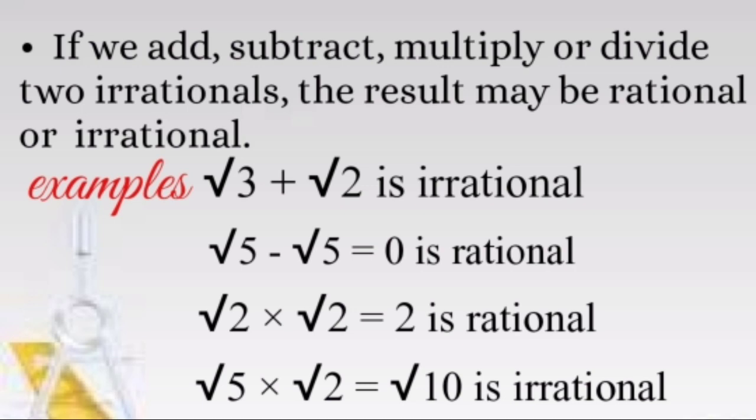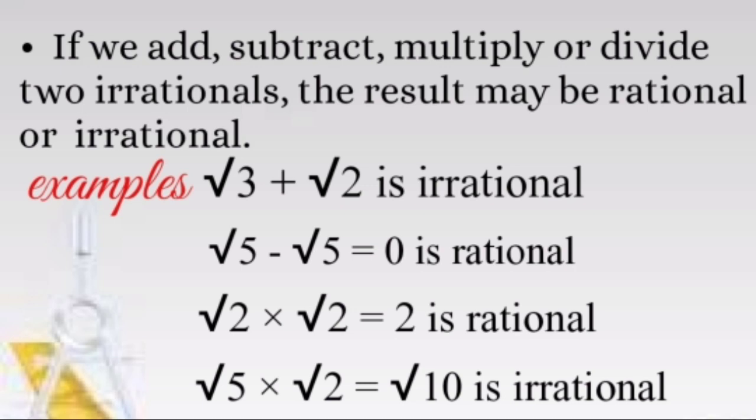For example, root 3 is irrational, root 2 is irrational. If we are adding root 3 plus root 2, we will get an irrational number. If we are adding, we will get a non-terminating, non-repeating number. So it is irrational. Another example, root 5 minus root 5. Root 5 is irrational. Root 5 is irrational. What is the difference of root 5 and root 5? It is 0. We are getting a rational number.